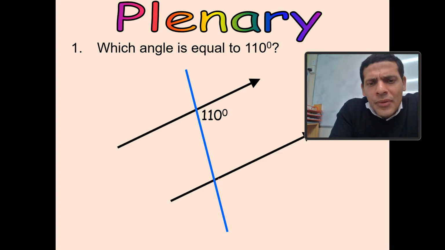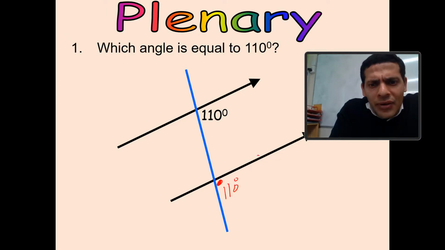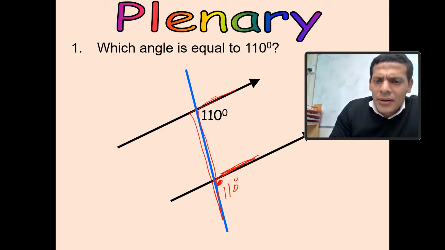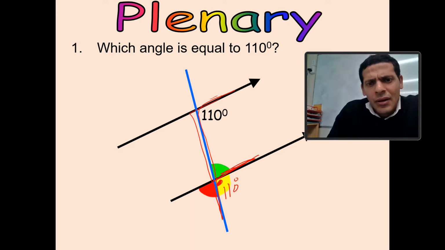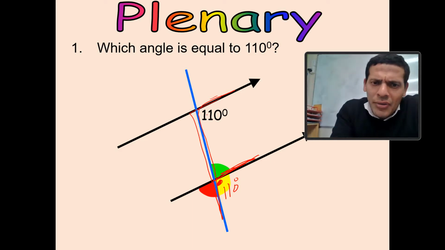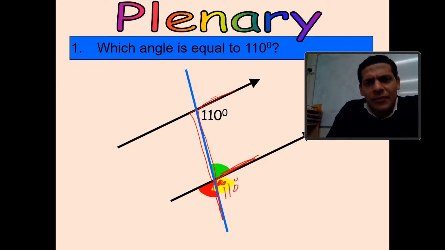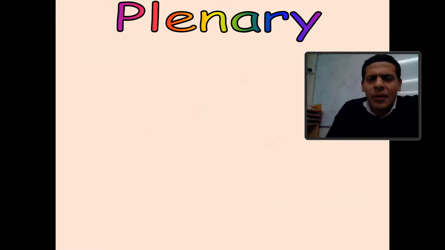Yes, so this angle is 110. Why? Because we have here the F letter. That's right. Here you see the F letter, 110. So obviously, which color represents 110? The yellow color, which is here, we name it corresponding angles. Yes, the yellow color. Very good. And then we move on here.